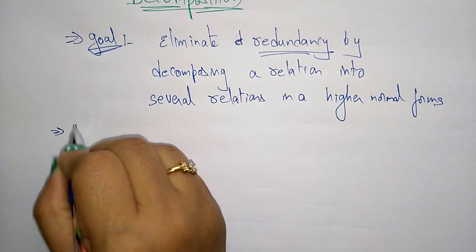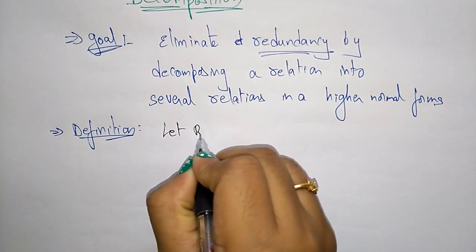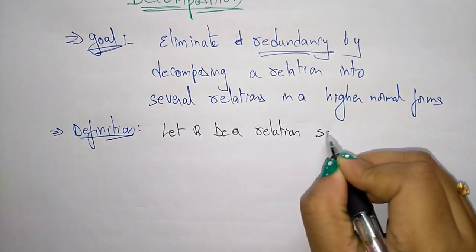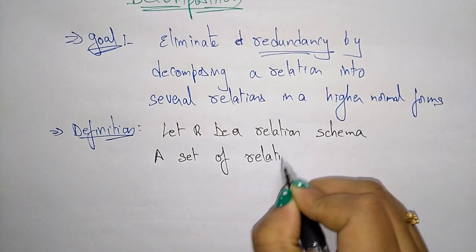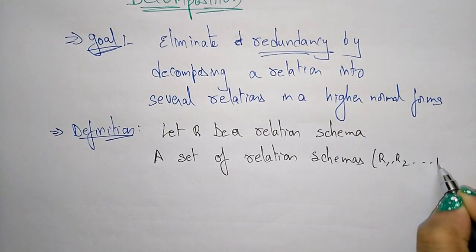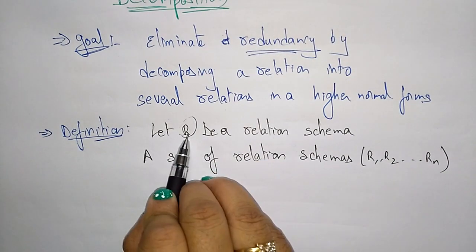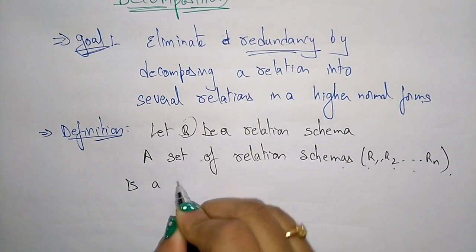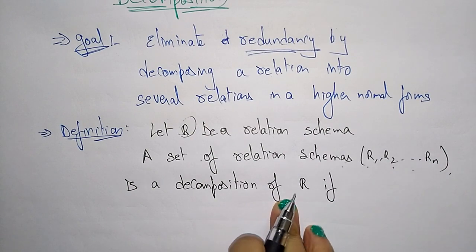Now let us see the definition of this decomposition. Let me write the definition in terms of relations. Let R be a relation, nothing but a table name. Let R be a relation schema, and let us take a set of relation schemas. So the schemas are R1, R2, and so on up to Rn. These are the set of relational schemas. So a single relational table R is divided into a set of relational schemas R1, R2, up to Rn, which is a decomposition of the main table, that is R.